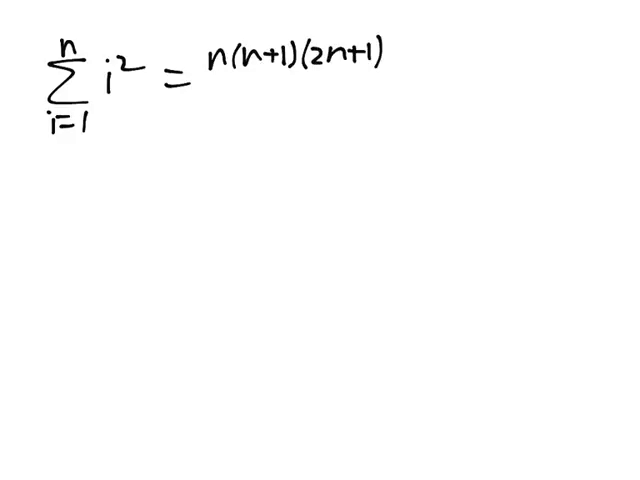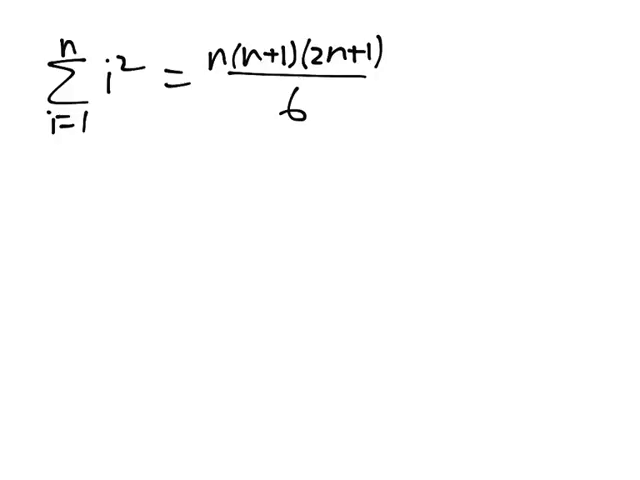Another sum is the sum i equals 1 to n of i squared. This sum is equal to n times n plus 1 times 2n plus 1 all over 6. So this is the sum of the squares of the first n positive integers.